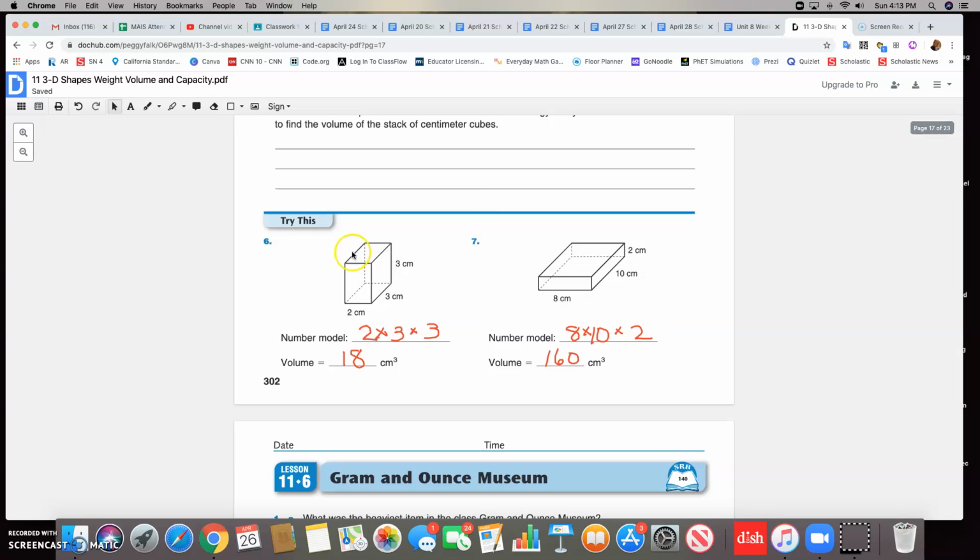Down here, now we have containers. Let's say that we are going to fill this full of concrete. So I'm going to just basically take 2 times 3, 6 times 3 is 18 centimeters cubed. Okay, this one, maybe this is a sandbox. We're going to fill it full of sand. 8 times 10 is 80, times 2 is 160 centimeters cubed.